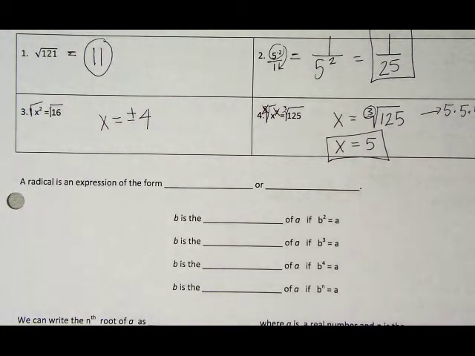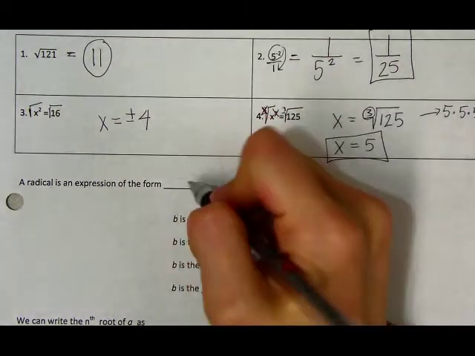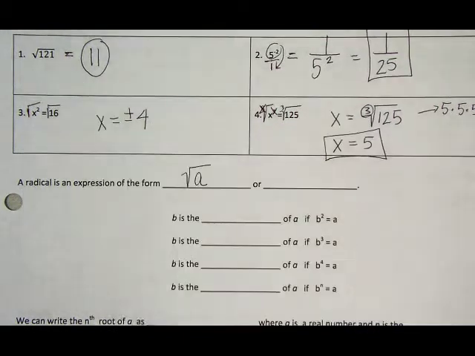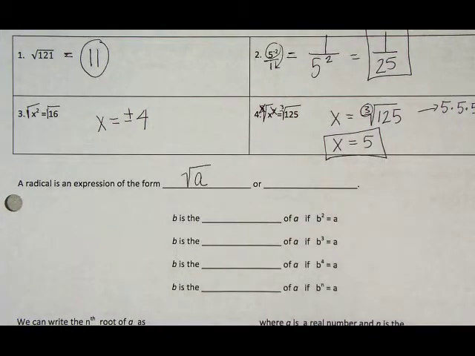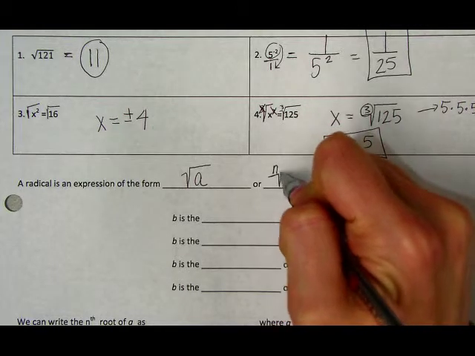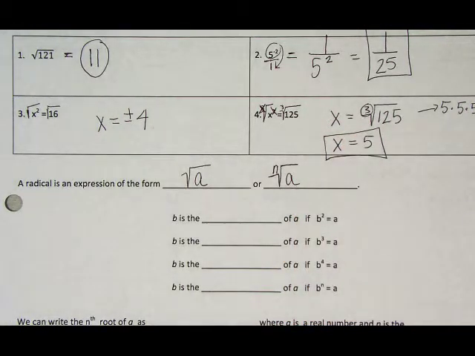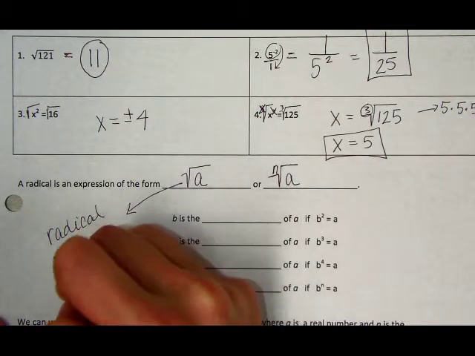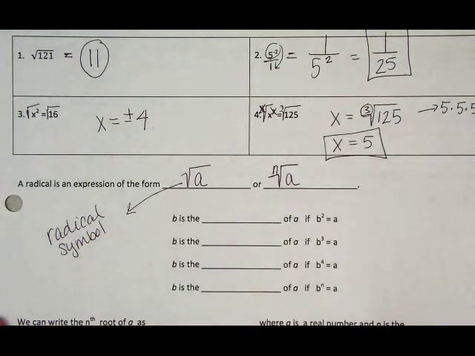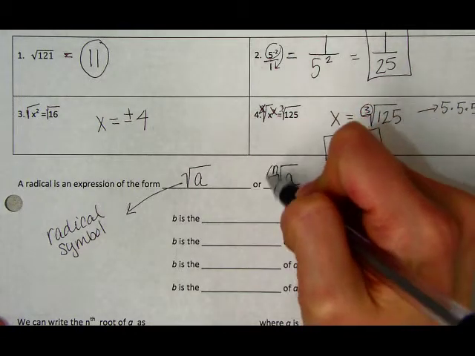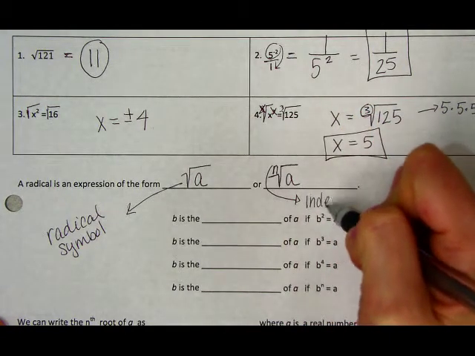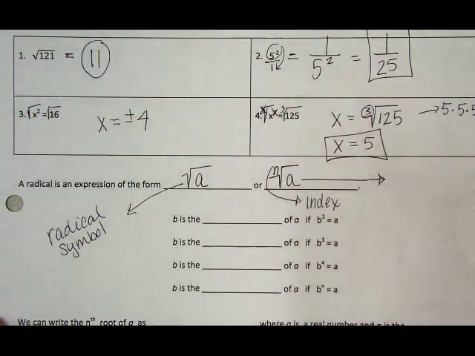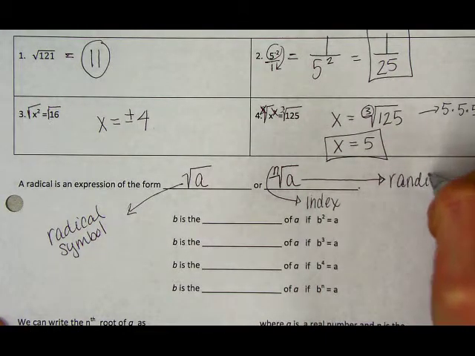So if you look at the next line underneath your group warm-up, it says a radical is an expression of the form n radical symbol and your inside value a. A couple pieces of information that are good to know: this is called your radical symbol. Your n, which we'll talk about in a little bit, is what we're going to call your index. And the number inside your radical symbol is what we call your radicand.